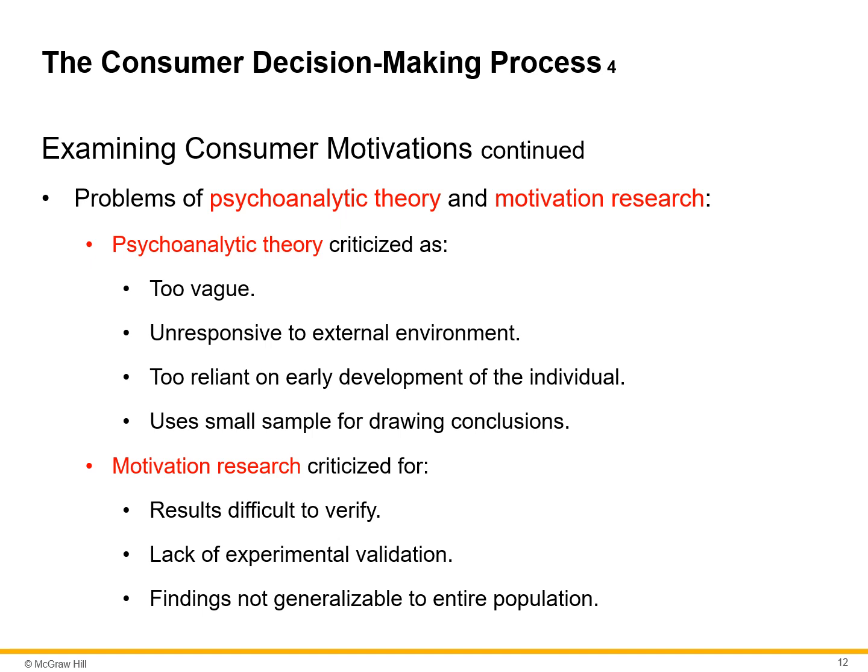Okay. There are problems with psychoanalytical theory and motivation research, right? The criticism of psychoanalytic theory is that it's too vague, not clear enough. It's unresponsive to the external environment, or too reliant on early development of the individual, especially childhood. It uses small samples for drawing conclusions. That's just criticism of psychoanalytical theory. For motivation research, they're criticized for results difficult to verify, okay? Lack of experimental validation, and findings not generalizable to the entire population. So you do know the limitations here, okay?